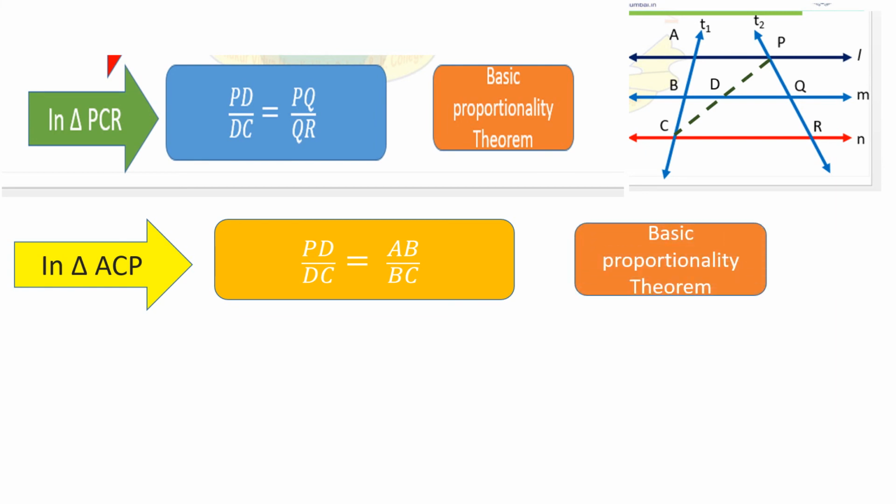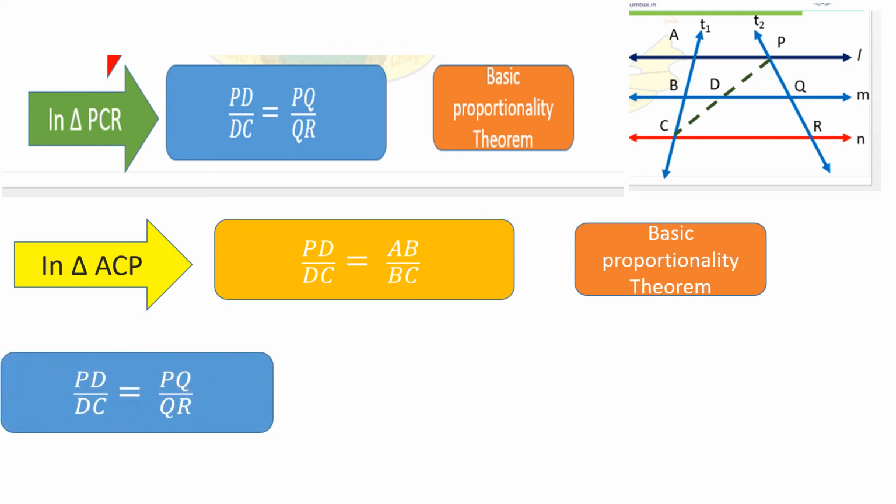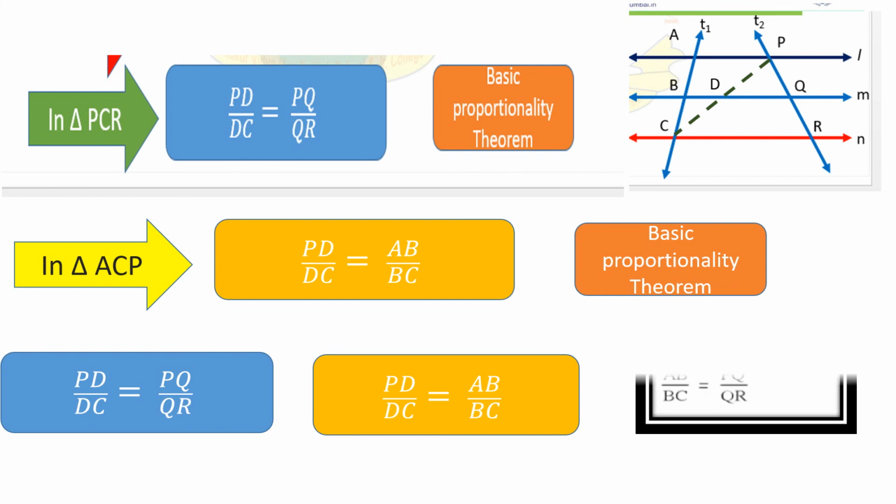So the one up in blue color, PD upon DC equals PQ upon QR, and in the middle, PD upon DC equals AB upon BC. We have brought both of them together. Now if you compare these two equations in blue and yellow, you can see here we are using transitivity: 1 equals 2, 2 equals 3, therefore 1 equals 3, that is, AB upon BC equals PQ upon QR, and that is how we prove this theorem.